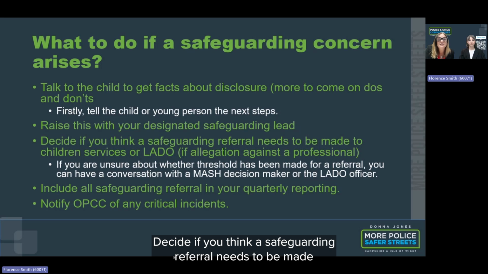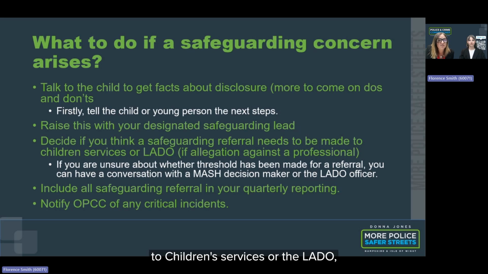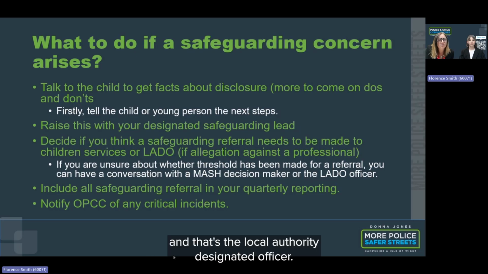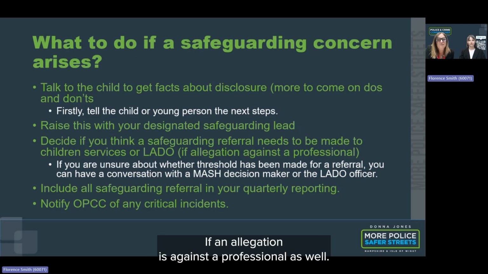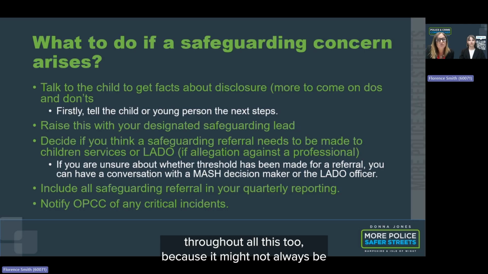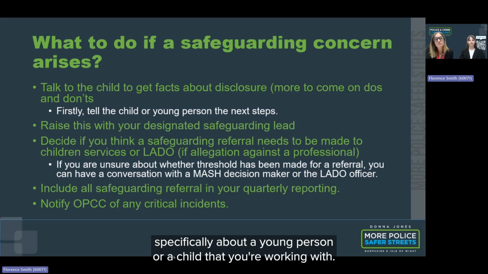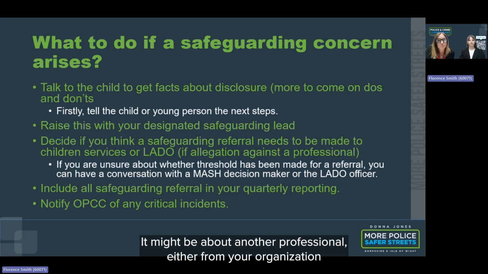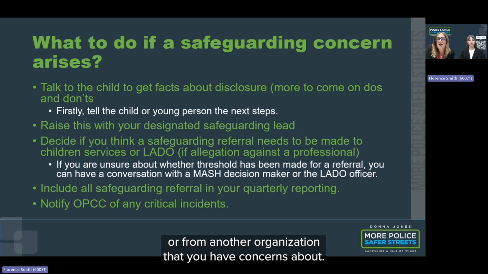Decide if you think a safeguarding referral needs to be made to Children's Services or the LADO, and that's the local authority designated officer, if an allegation is against a professional as well. And that's something to really, really bear in mind throughout all this too, because it might not always be specifically about a young person or a child that you're working with. It might be about another professional, either from your organisation or from another organisation that you have concerns about. And that's something really that we can't be ignoring.